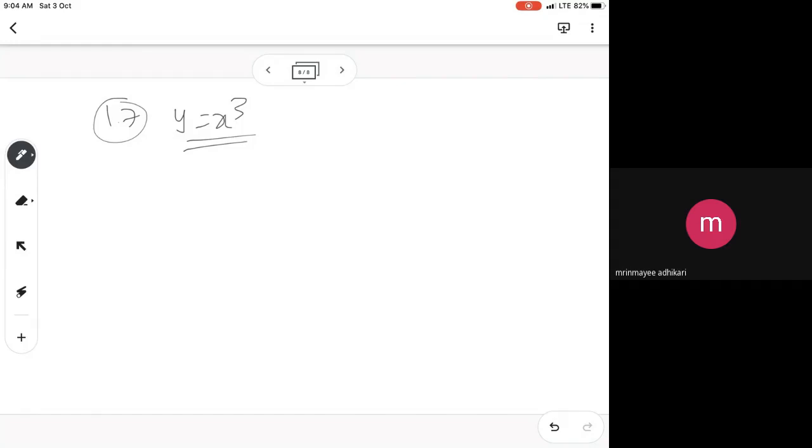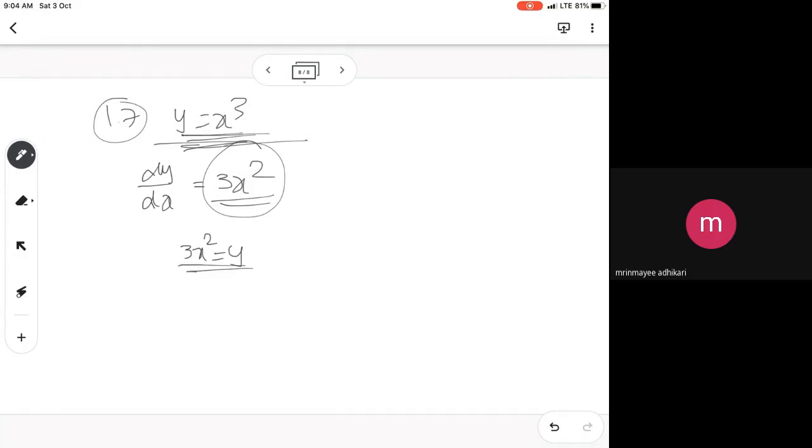Also y equal to x cube is given to you. Let me write here y equal to x cube. The dy by dx you are going to get as 3x square. This is the slope of the tangent to the curve. The slope of the tangent to the curve is equal to the y coordinate, as given in the problem. So 3x square is equal to y, but y equal to x cube is given. So x cube is equal to 3x square, you are going to get.